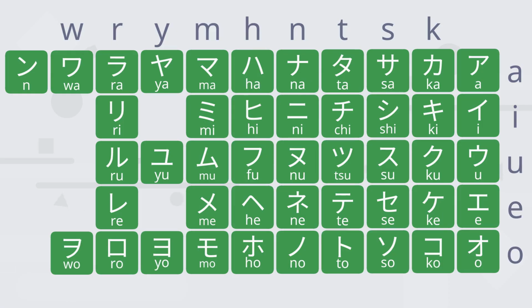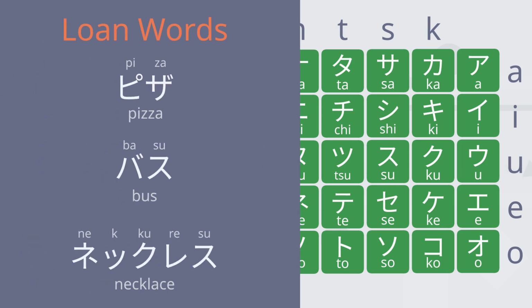Katakana follows the same pronunciation pattern as hiragana, and it follows most of the same rules. However, we use katakana for words that originated from other languages. For example, pizza, which means pizza, basu, which means bus, and necklace, which means necklace. We often refer to these words as loan words.